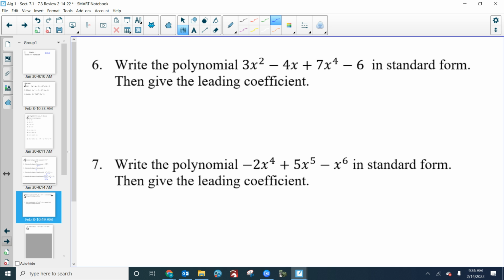What do you guys know about standard form? Read this, please. Numbers out front or exponents? Exponents. Does everybody agree exponents? Guys, that's all that matters. What's my biggest exponent here? This one. That's my first term, 7x to the 4. It has nothing to do with the 7, even though the 7's the biggest coefficient there too.